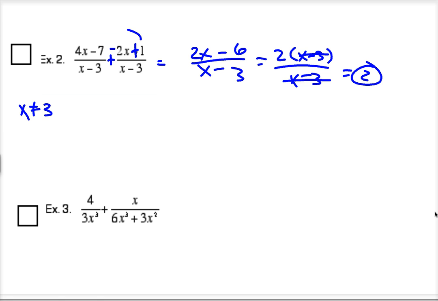So if I were to plug anything into this expression for x besides 3, I should get 2. So if I say, hey, plug in x is 10, you should know the answer is going to be 2. Plug in x is 9, the answer is going to be 2. If I say plug in x is 3, well, then you say you can't do that. That's undefined. That's a restriction.